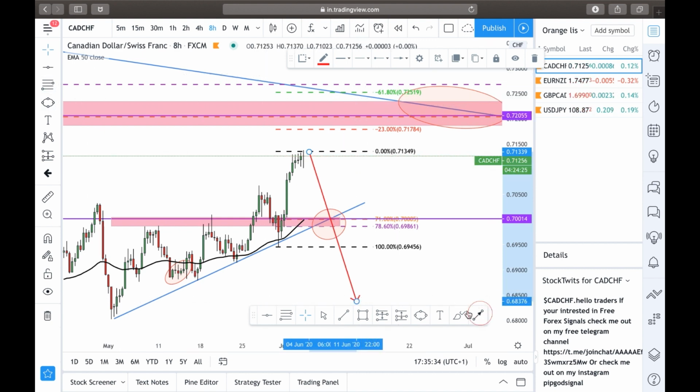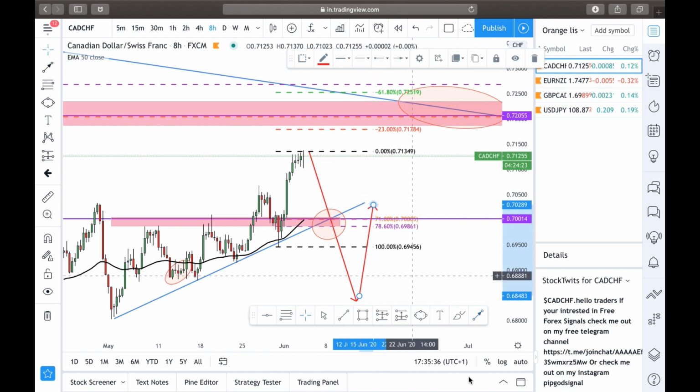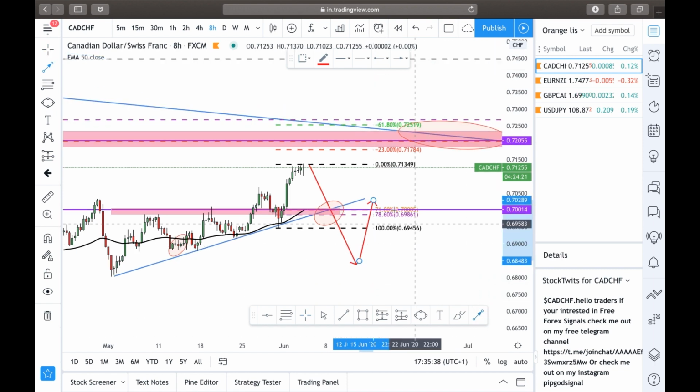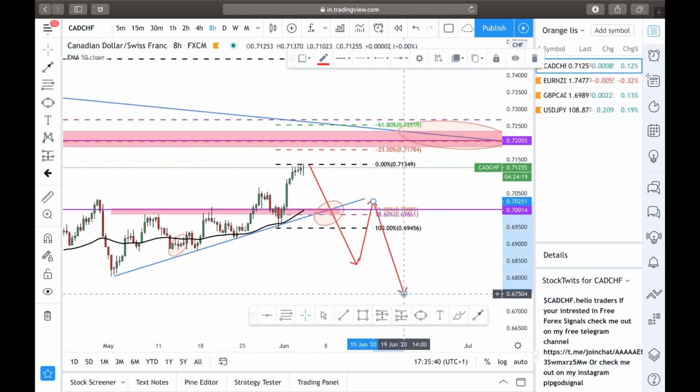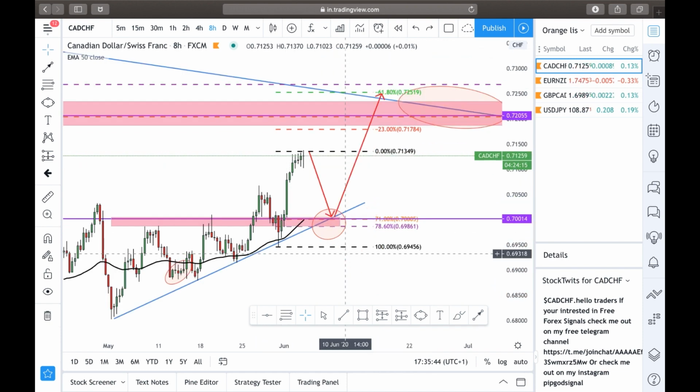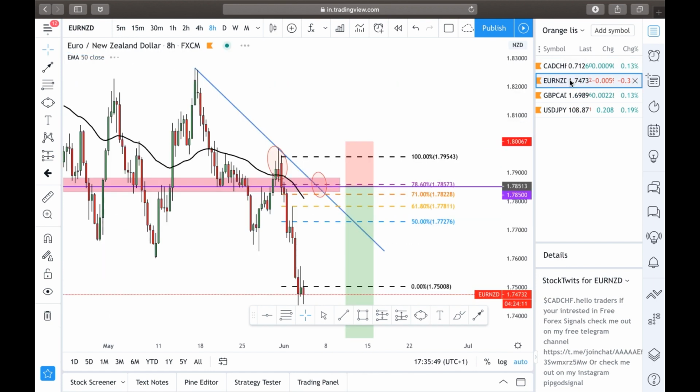We'll be looking for break, retest, sell-off for a continuation down to the downside. But until that happens, until it breaks, I'm still bullish. So my bias is the first option, this. Okay, so that's CAD-CHF, which is a quick-fire thing.